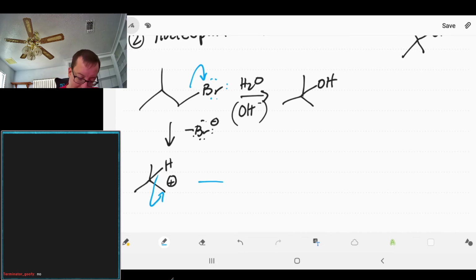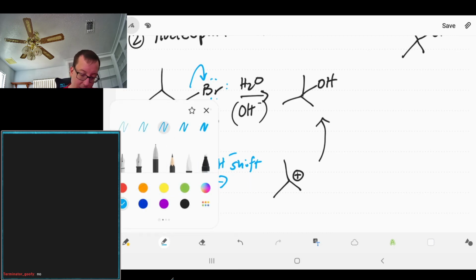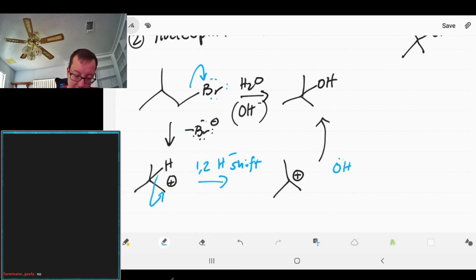So what happens, remember, is carbocations will do whatever they can to stabilize themselves. So we're going to have a hydride shift happen. And we're going to then end up putting our carbocation on the tertiary carbon. And then we can have either an OH minus or an H2O attack. Either one. Oftentimes, we'll see that we can use either one.